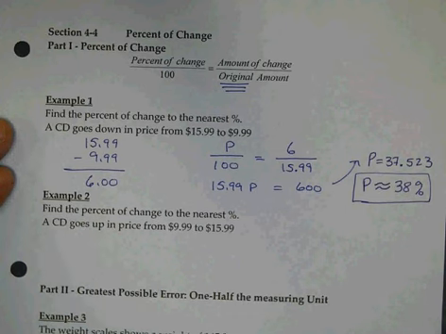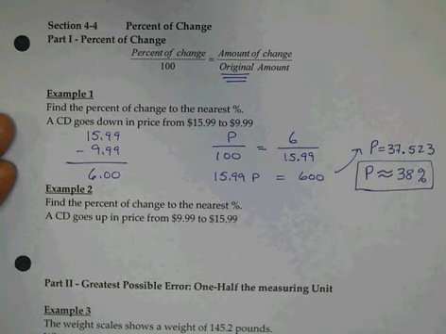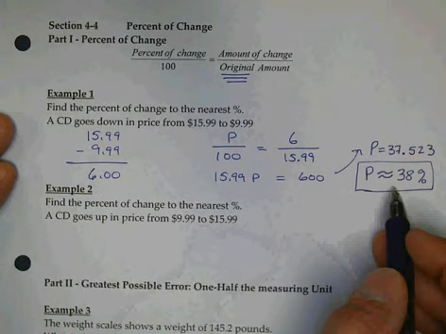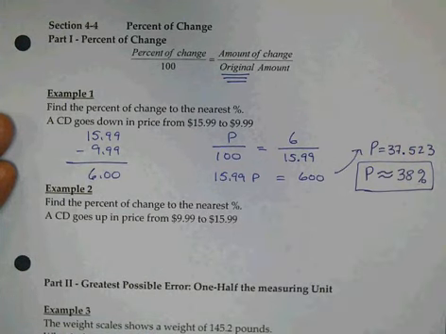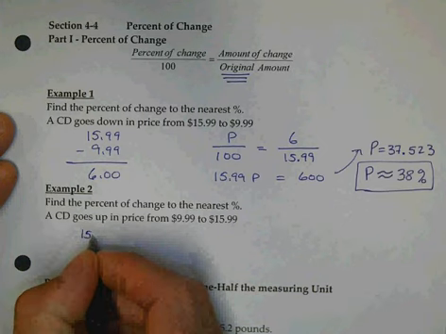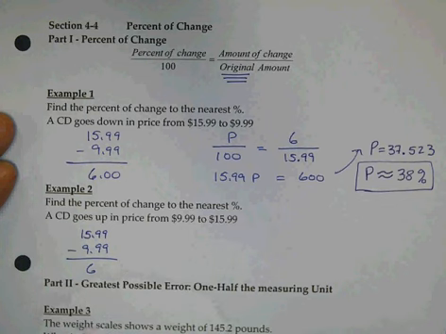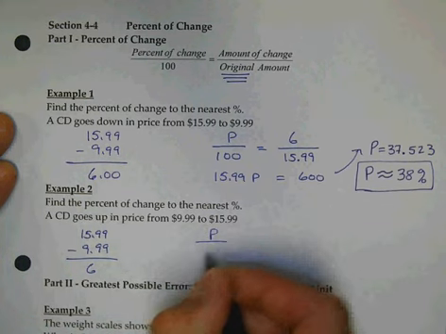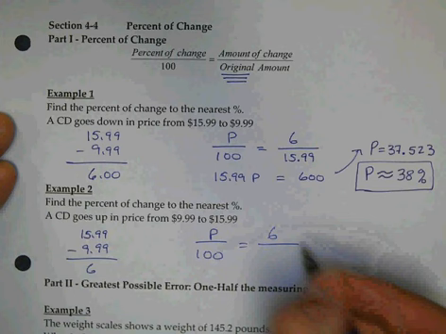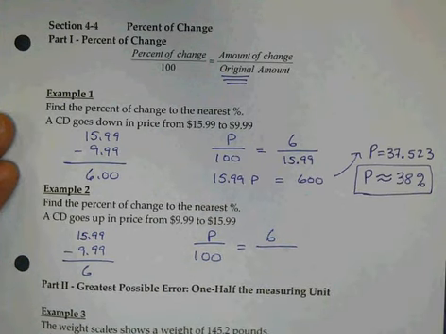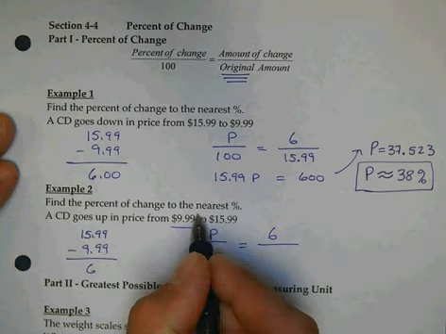Now, the next day your boss comes in and says, "Hey, put the prices back up because we want to raise the price back up." So the question is, when you raise the price back up, does it go up by 38%? Let's see. All right. The change in price obviously is still $6. So we say P over 100 equals 6, but now what's the original price? Where did it start? $9.99. So put $9.99 in the bottom.